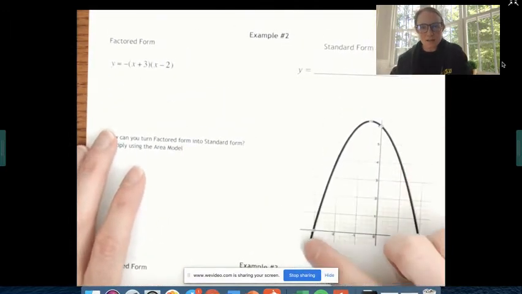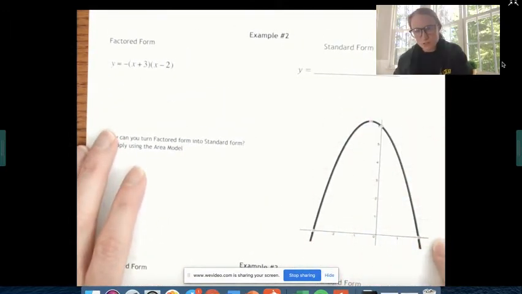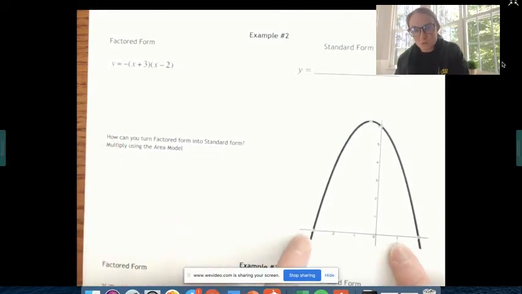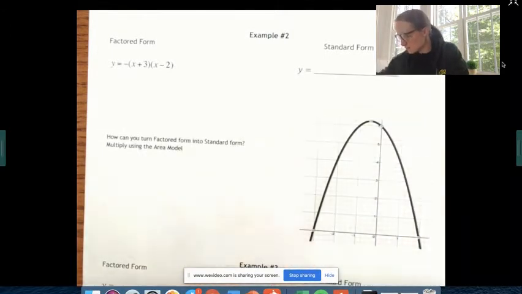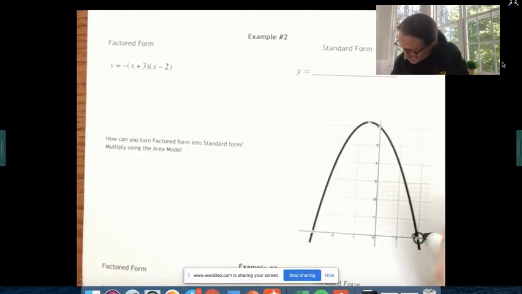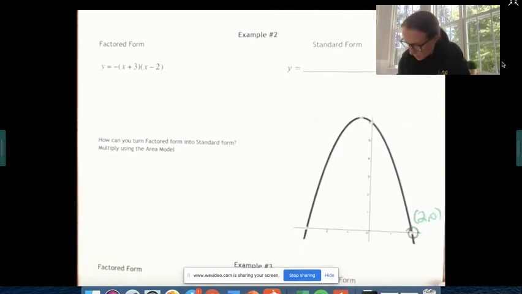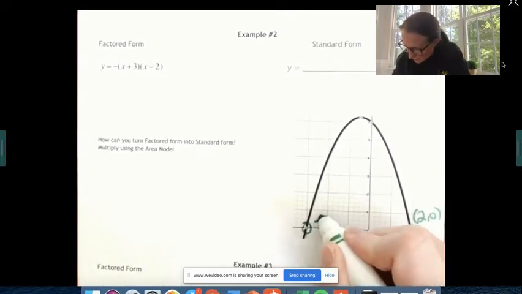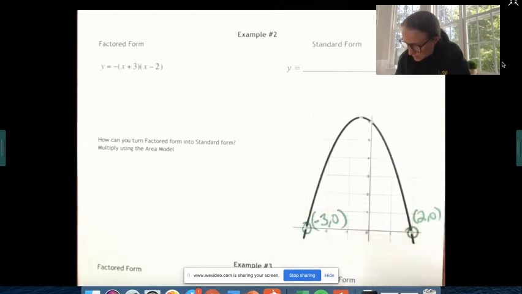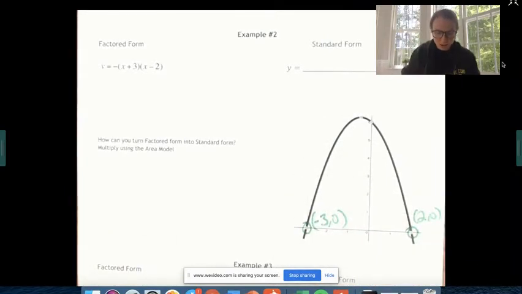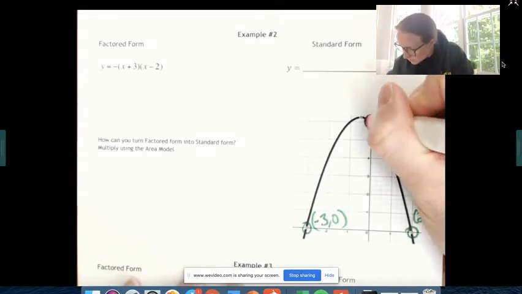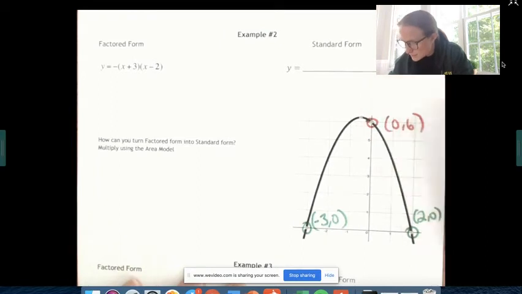All right. On this graph, we can see our key features. We can see two roots, two zeros. One is at 2, 0. So I'm going to label that 2, 0. All right, and another one over here at -3, 0. That is my x-intercept. I can also see my y-intercept right here at 0, 6.